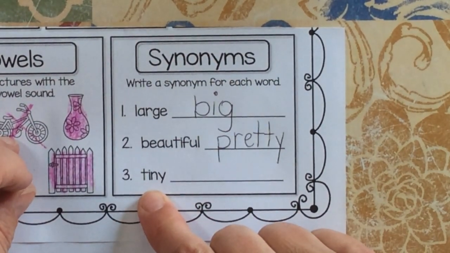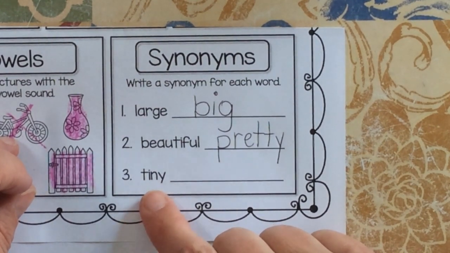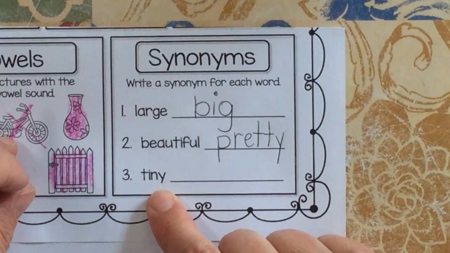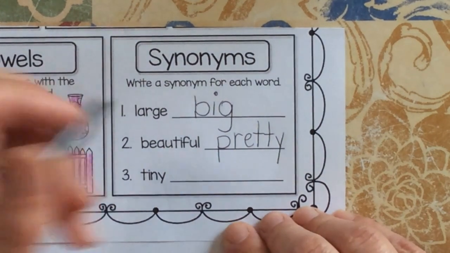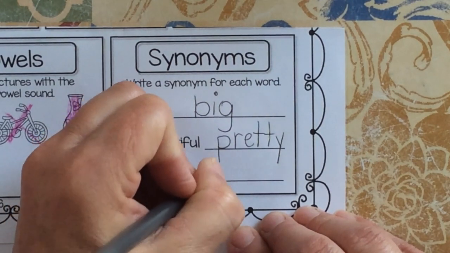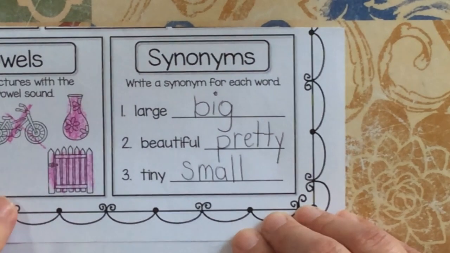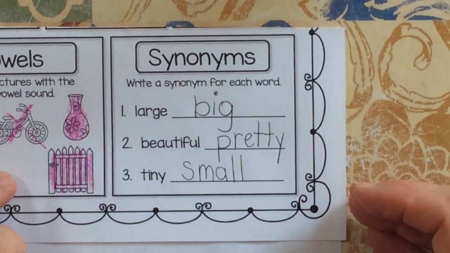Tiny. The guppies are tiny. So another word for tiny would be small. The guppies are small. So I'm going to write small here. You could write itty bitty. Okay, so that's done now.